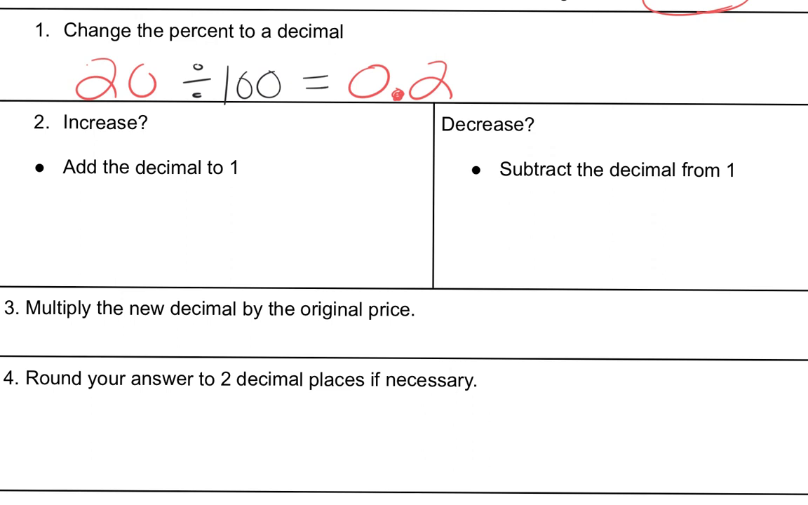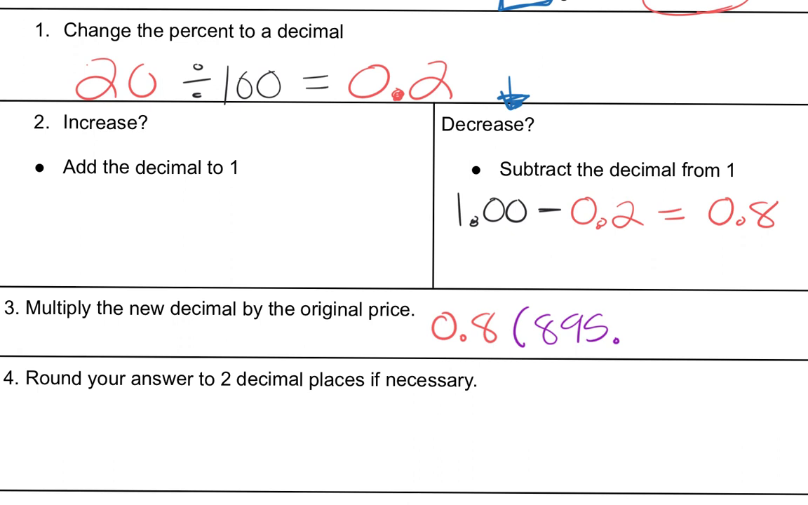In this case, we're talking about a sale, which is a decrease. So we need to take 100%, 1 as a decimal, minus our sale amount, 20% as a decimal, 0.2. That means that we are left to pay 80% of the original cost. So they're taking off that 20% for us. We're left with the 80% to pay. So we're going to take that discounted decimal, 0.8, times the cost, $895.00.